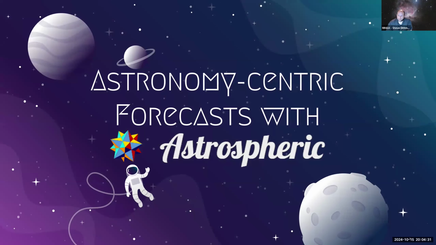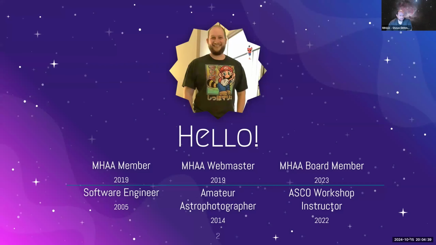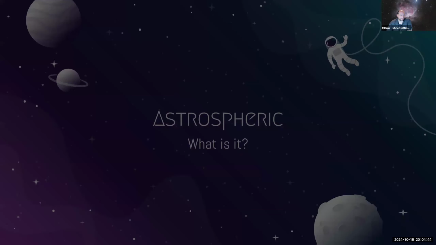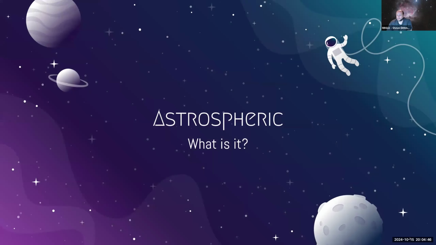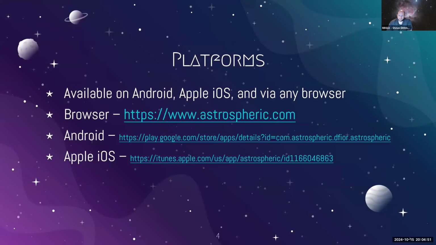Thank you. I'll get my sharing going here. So yeah, astronomy-centric forecasts with Astrospheric. Astrospheric is a real nifty app. It's also a website, so you can actually get these forecasts any way you like, whatever your preferred medium is. But for the most part, most people are going to be using their phones, so we're going to focus on that. The screenshots I show will be using that interface. I think that'll be the most common for us.